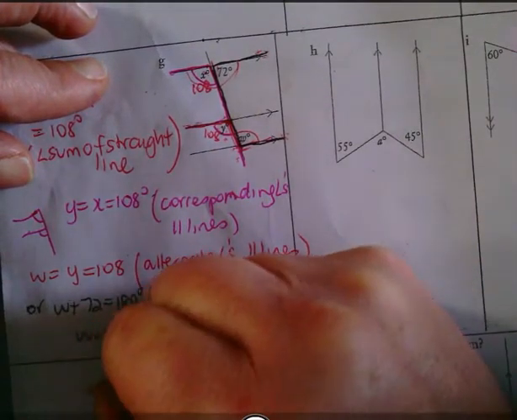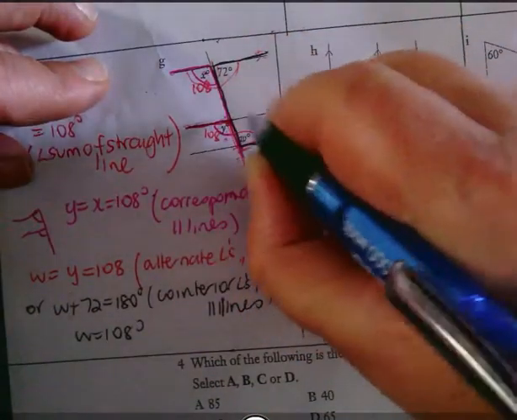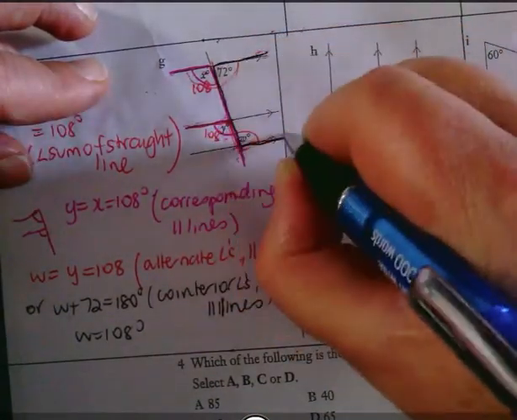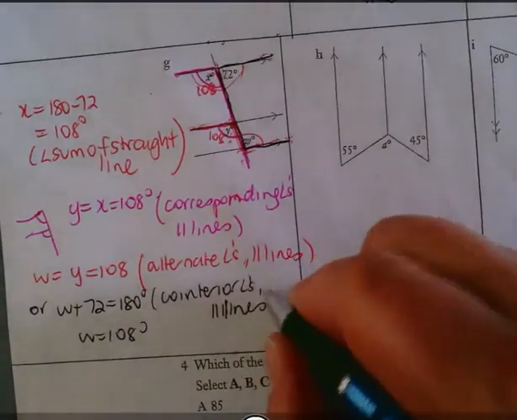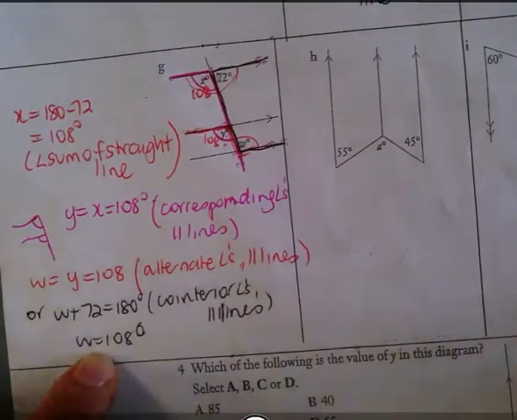So therefore W is 108. So you can ignore that middle parallel line and just say that W plus 72 is 180. So there's a few different ways to work out W. Okay. Now with these next two types, there is a special method that you need to use.